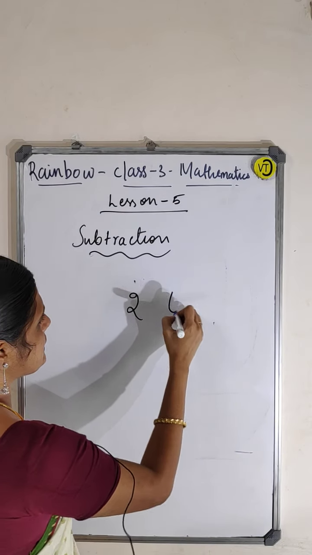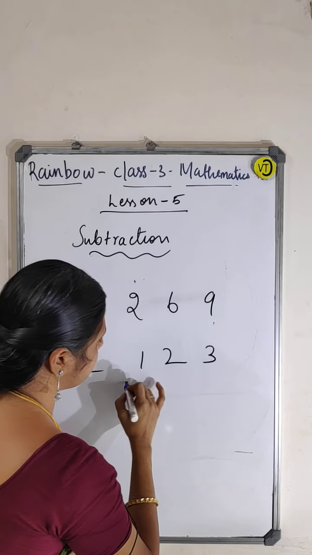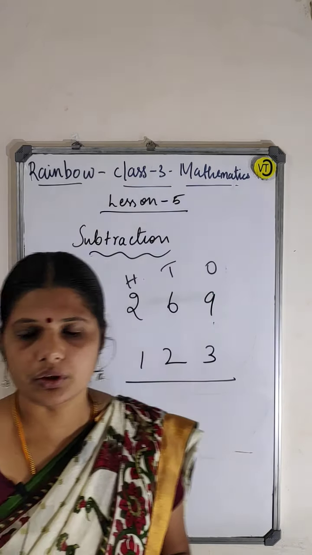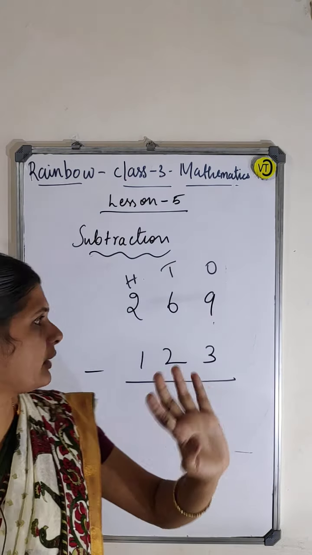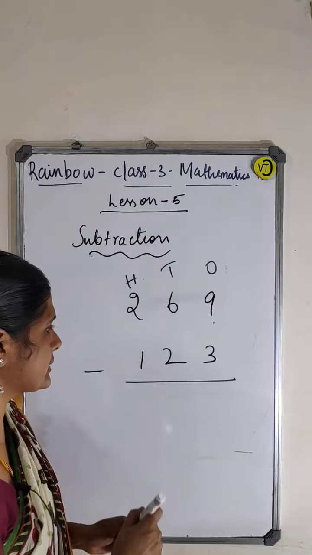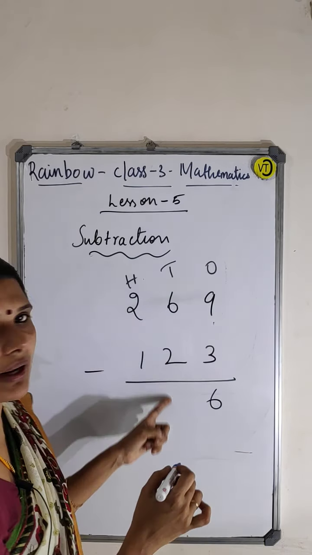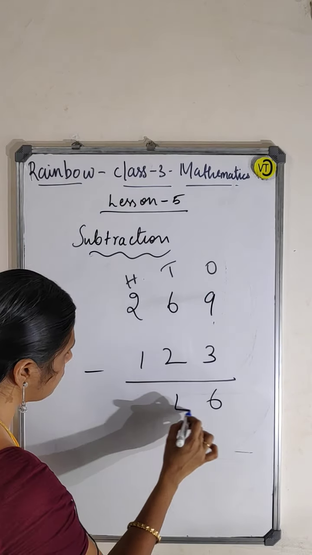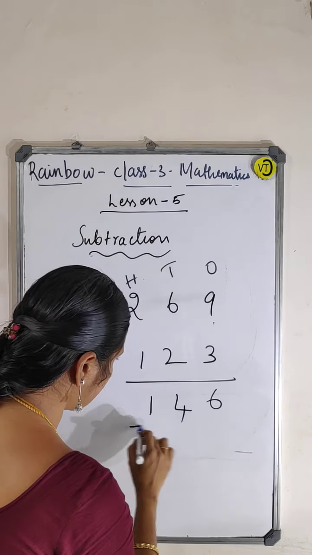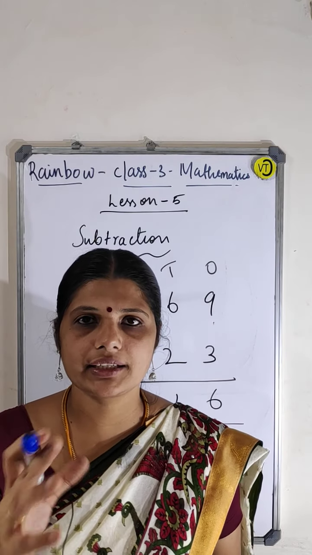See, 269 subtract 123. It is ones, tens and hundreds here. Okay. What will you do? Normally, 9 ones minus 3 ones is 6. It is without regrouping. 9 minus 3 is 6, 6 minus 2 is 4, and in the hundreds place, 2 minus 1 is 1. Is this answer right or not? I don't know now. Checking the answer.